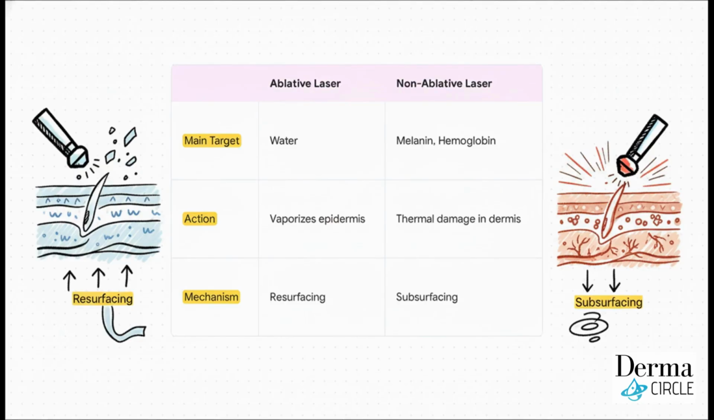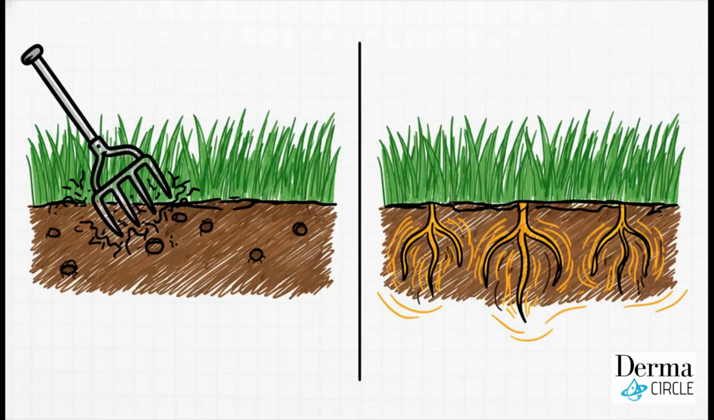It's a true resurfacing. On the flip side, non-ablative lasers are much more subtle. They bypass the top layer of skin completely and use wavelengths that get absorbed by specific targets deeper down, like melanin or blood vessels. This creates a controlled thermal injury that kicks off collagen production from below, all without ever breaking the skin's surface. To make this crystal clear, let's use a simple analogy.